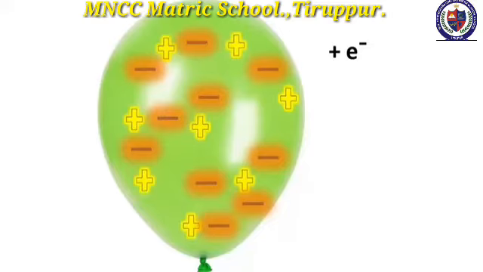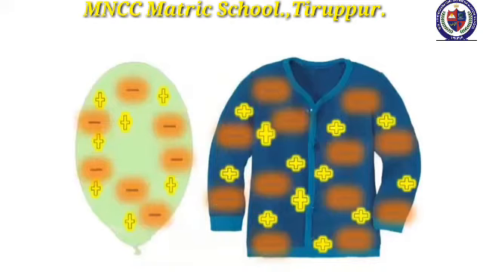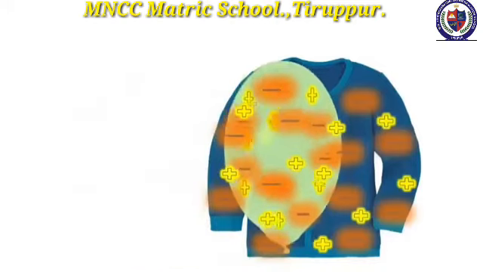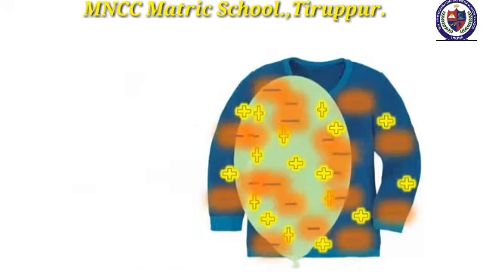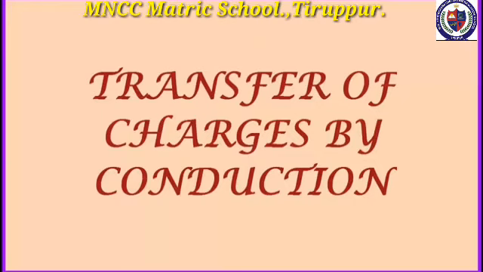When two materials are rubbed together, some electrons may be transferred from one material to the other. This is called charging by friction. Number 2, transfer of charges by conduction.